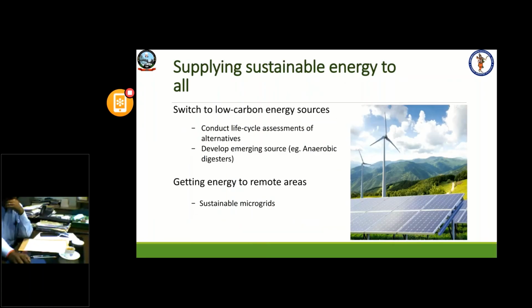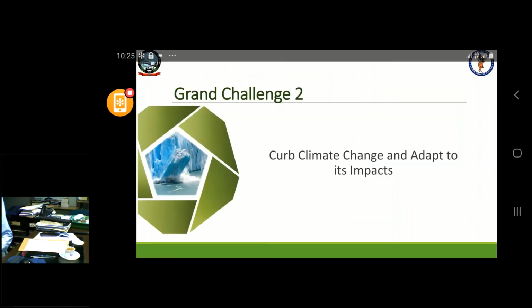Supplying sustainable energy to all. Now the slogan for sustainable energy is to go for low carbon energy sources to reduce pollution and other impacts. Go for conduct of life cycle assessment, develop emerging sources such as anaerobic digesters, and even get energy to remote areas by using sustainable microgrids. Nothing but you can use solar power and wind power, which are naturally available, and it is a sustainable source.